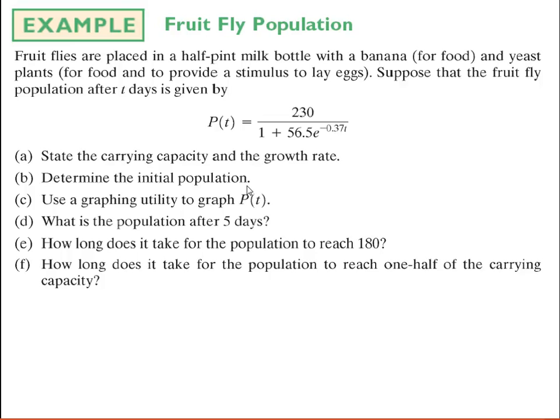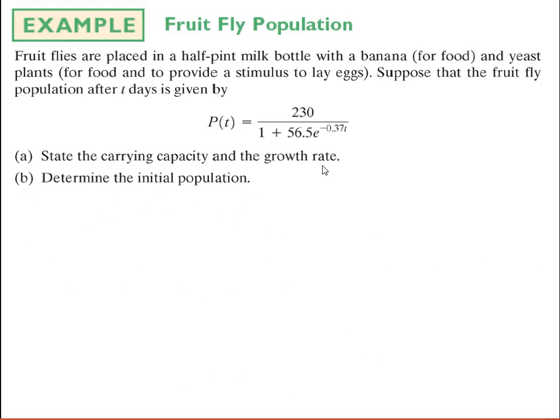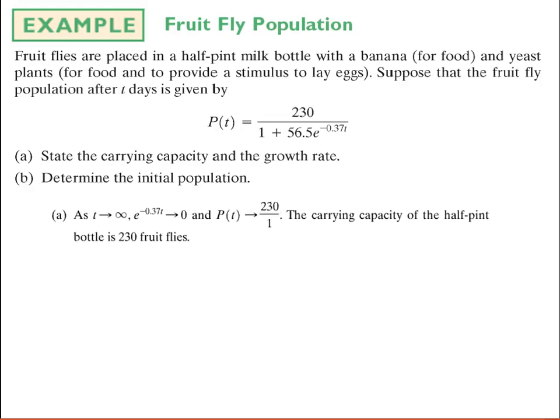So letter A says state the carrying capacity and the growth rate. And again, we can see those right from the model. We can see that as time goes to infinity, the exponential is going to get smaller and smaller to 0. So our carrying capacity is that 230. And then the growth rate is that 37% that we talked about.